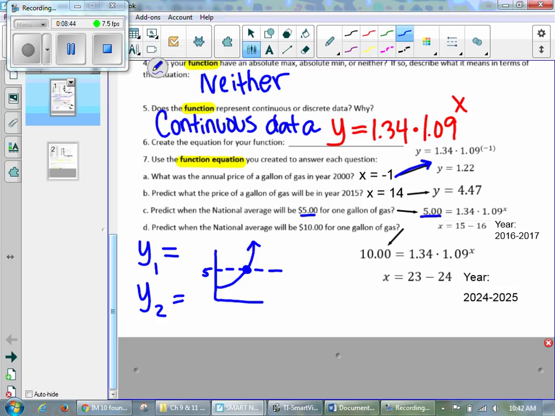Part C, I found the intersection to be between 15 and 16. So that transfers to year 2016 to 2017. And for part D, same exact setup. $10 is substituted into your y value, and you need to solve for x. Using my intersection feature, I found x to be between 23 and 24, which transfers to year 2024 to year 2025.